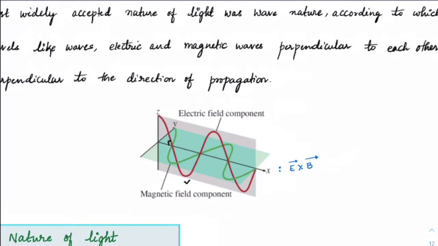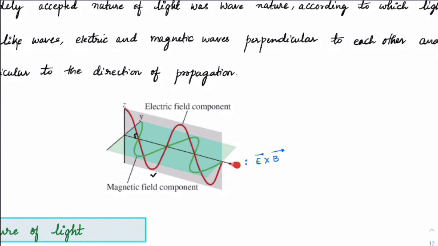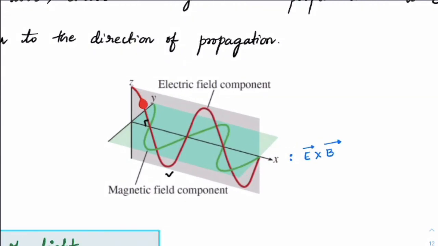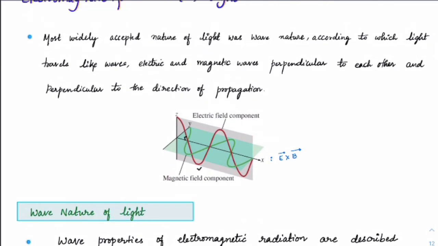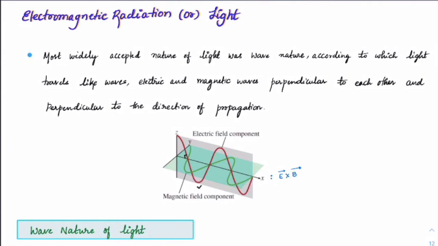There are two things we've got to know. One is that the propagation is perpendicular. Second, the amplitudes of the electrical field and the magnetic field are the same, so they create the same nodes. Here also, here also, you can see the nodes created are the same. I hope you understood what electromagnetic radiation is, or how light appears as a wave.